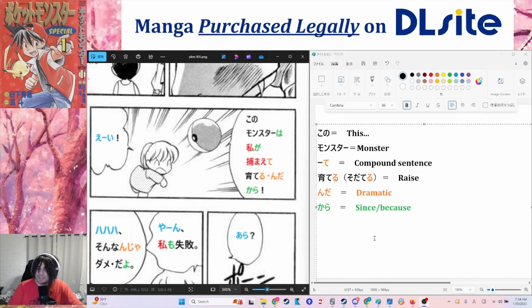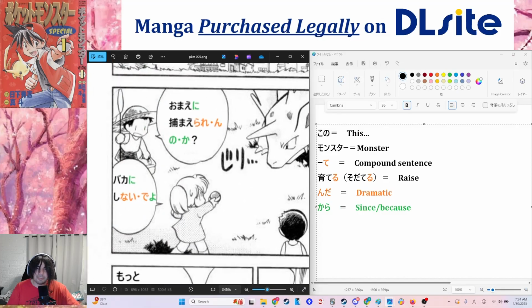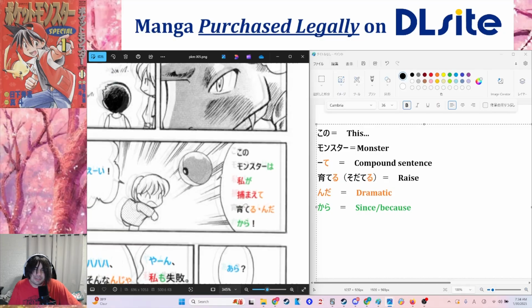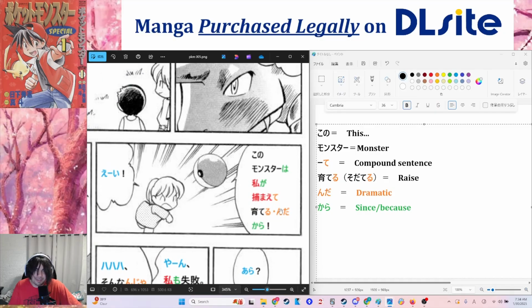Okay, where was I? So kara. Kara means since or because. Now, the reason this is so important is because she's basically explaining in this bubble right here how things are going to play out based on what we had before. Up here, you'll remember that this guy was like, are you really going to catch it? I don't know about this. I don't know if you can really do this. And she tells him to stop being dumb because she's totally going to catch and raise this monster.